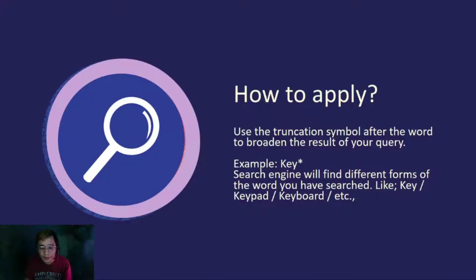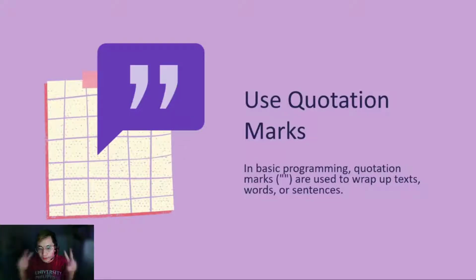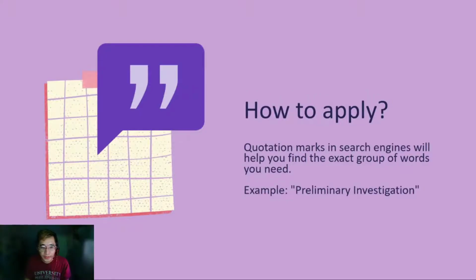So for our third tip, we use quotation marks. In basic programming, quotation marks are used to wrap up text. It encapsulates words or sentences. How to apply? Quotation marks in a search engine will help you find the exact group of words you need. Let's say, for example, preliminary investigation. If we do not include the quotation marks, it will only show us some results with regards to preliminary or investigation only, or probably both. But if you want the exact phrase, I'll give you some example.